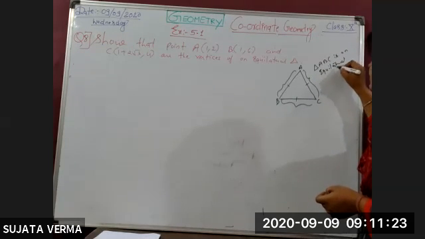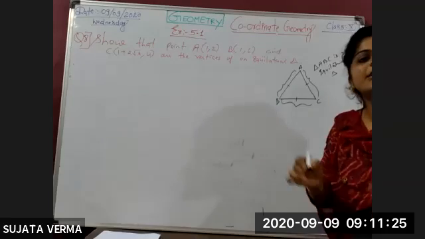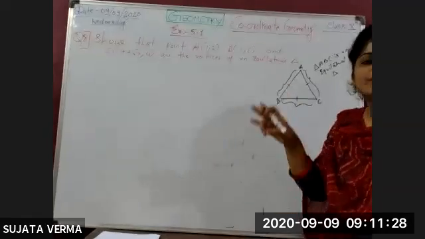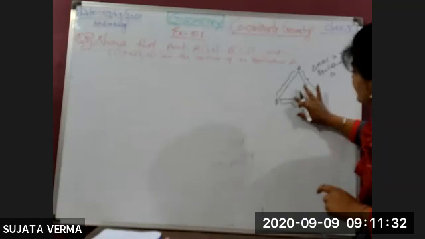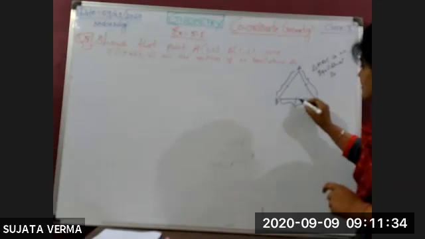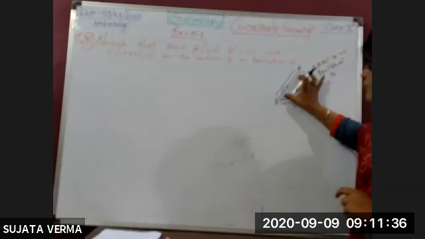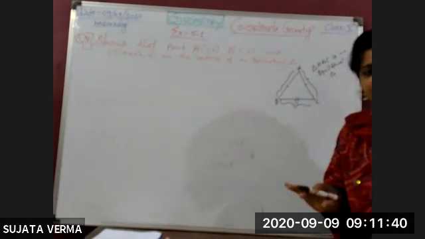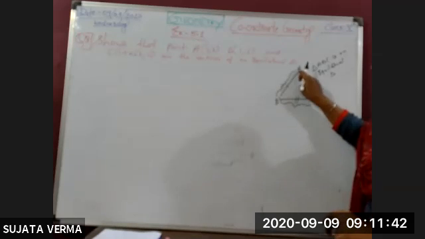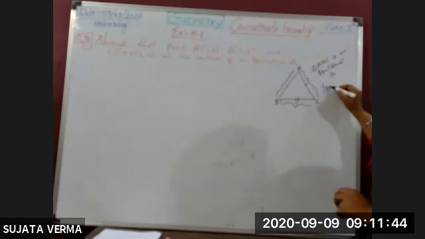What are the properties of an equilateral triangle? In an equilateral triangle, all sides are equal. If we get only two sides equal, meaning the length of AB and the length of AC are equal and the third side is different, then that type of triangle is called an isosceles triangle.